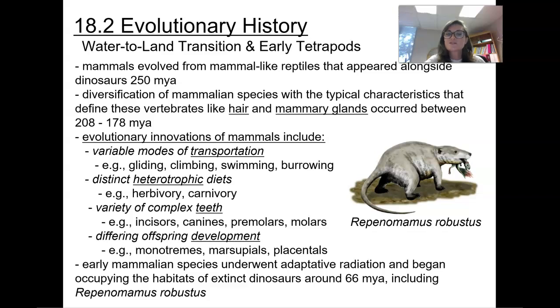So now we see things such as gliding, climbing, swimming, and burrowing. Distinct heterotrophic diets, it means they eat other things. So we see them either eating plants for herbivory or carnivory. They're starting to eat other animals. A variety of complex teeth. So we are starting to see incisors, canines, molars, and premolars coming about. And early mammalian species are going to undergo adaptive radiation and begin to occupy the habitats of extinct dinosaurs around 66 million years ago.